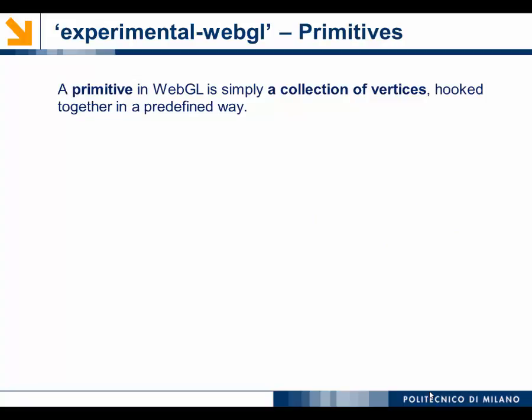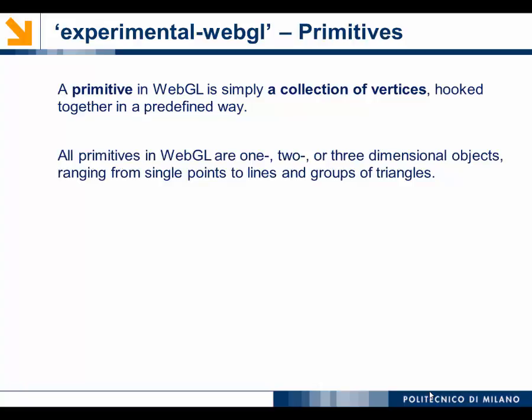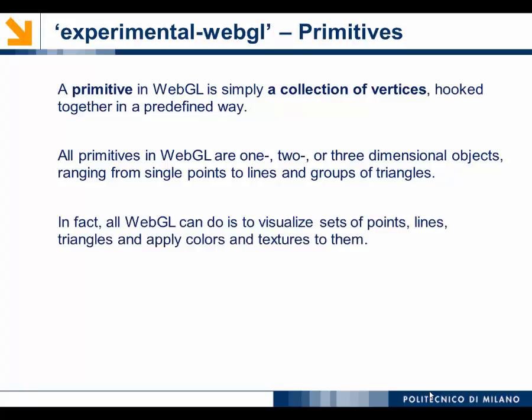In WebGL, the primitives are pretty much different. In this case, we just have a collection of vertices and we can decide how to hook them together. So, basically, we have a 1, 2, or 3-dimensional object that can be drawn using points, lines, or triangles. All that WebGL can do is basically this. It can visualize a set of points, a set of lines, and triangles, apply colors and texture to them, and that's it. All the rest is up to you and the client code.